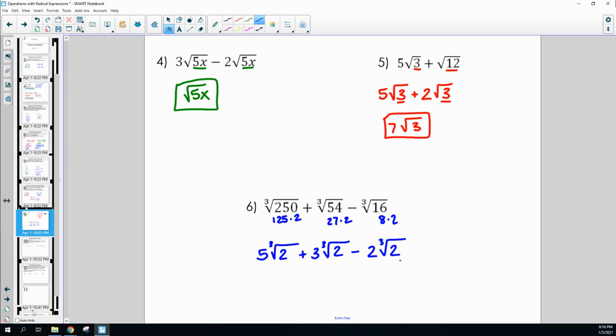So now we have all of the radicands are the same, so we're just going to combine the coefficients. So 5 plus 3 minus 2, that's going to equal 6 cubed root of 2.